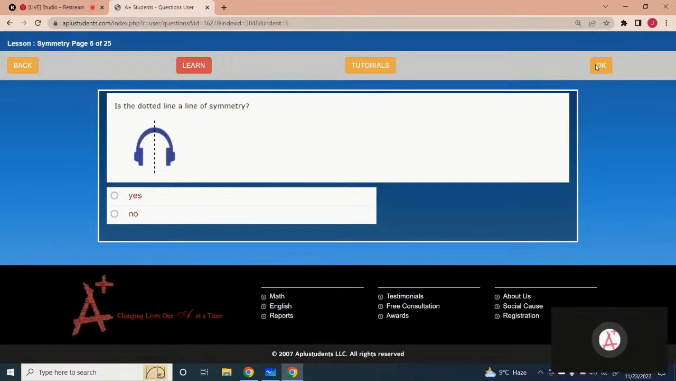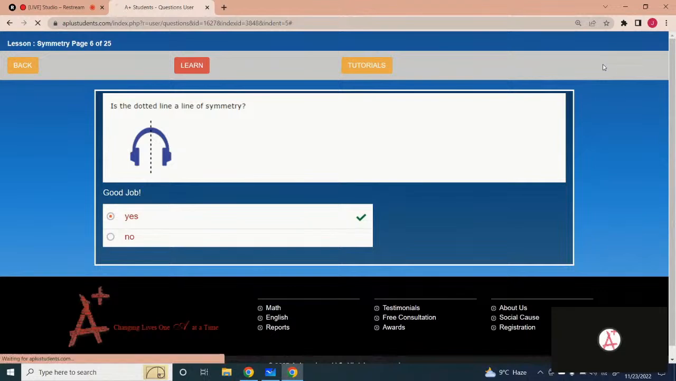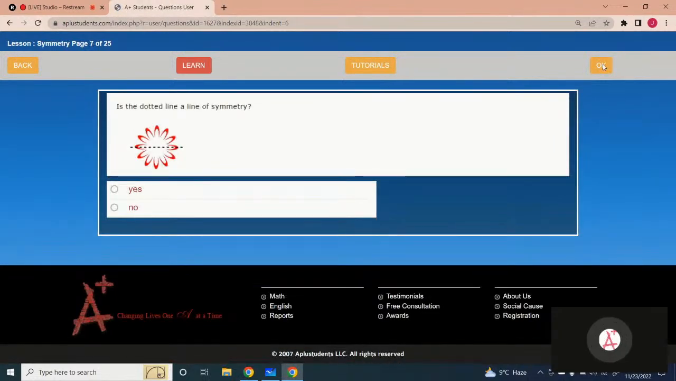Okay, is the dotted line a line of symmetry? The answer is yes, it is. Very good. The answer is yes. Okay, is the dotted line a line of symmetry? Yes, it is.